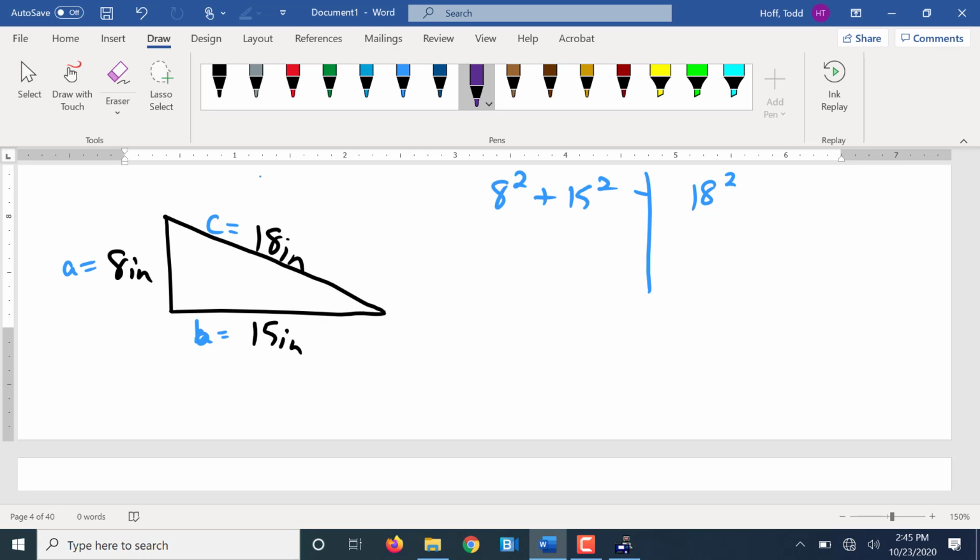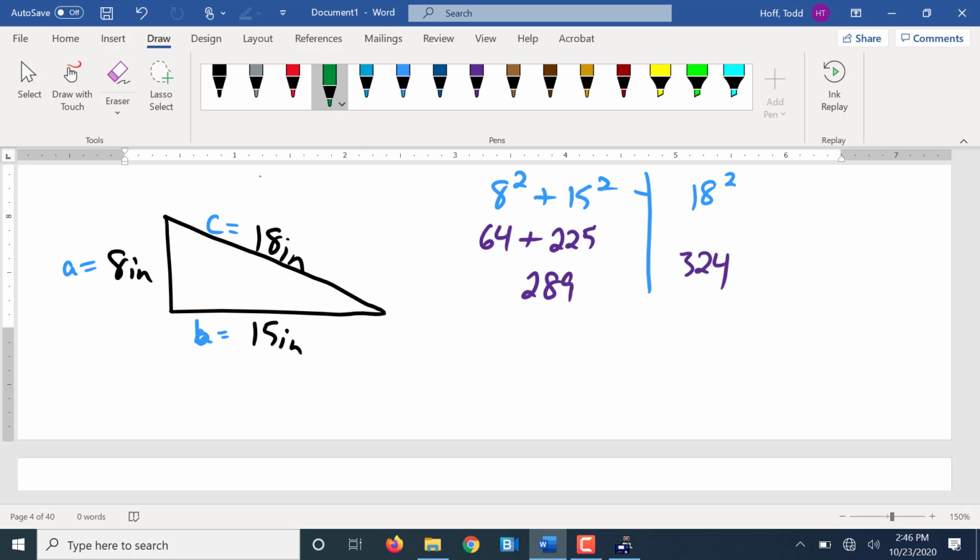What's 8 squared? 64. 15 squared? 225. We add those together, 289, right? What's 18 squared? 324. So it's definitely not a right triangle.